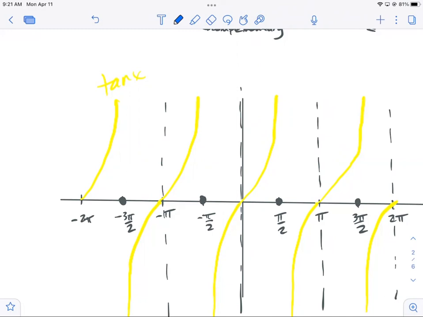Okay, let's look at tangent at the origin. What is the tangent value at the origin? 0. Well, what is the reciprocal of 0? DNE, because it's some type of infinity. And how does infinity manifest on a graph? Vertical asymptote. Yeah. What is tangent of pi halves?